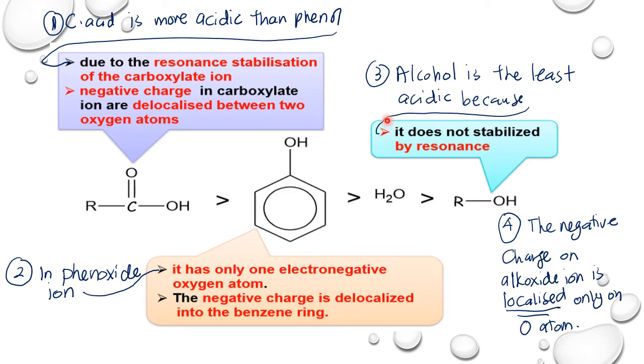So nanti awak try, write on a piece of paper jawapan. Kiranya this is actually your marking scheme kalau dia compare between different classes of compound. Carboxylic acid, phenol, water dan juga alcohol. Water tak perlu explain. Dia akan jadi dekat situ.